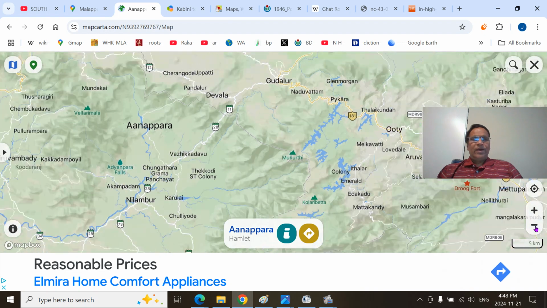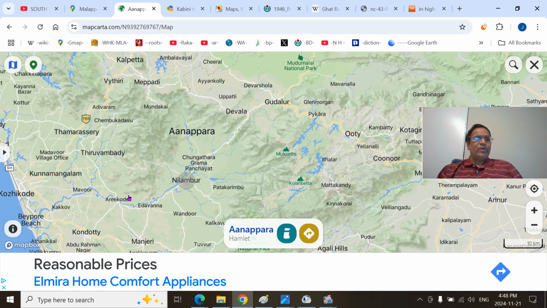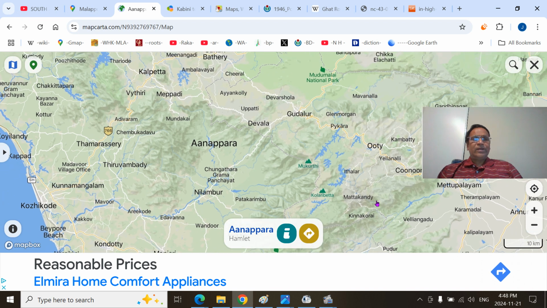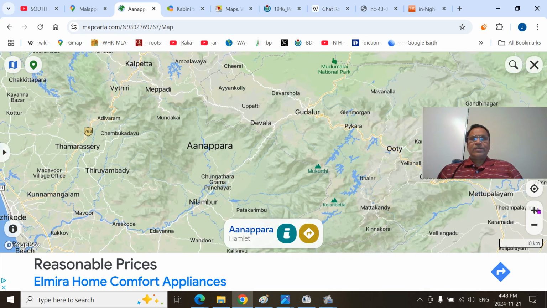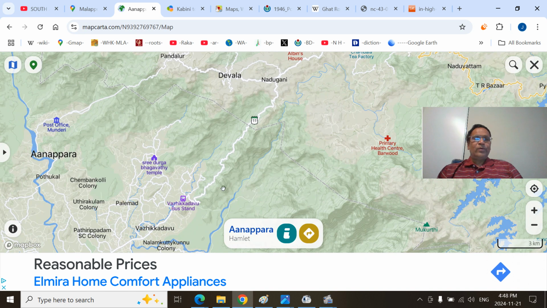I am showing on the Baipur river. This is the Baipur river. You can see the Baipur town also. Nilambur, that is the railway junction. And Nilambur to ChungThara we are taking here. You can see the hairpin bends. You can see so many hairpin bends there.